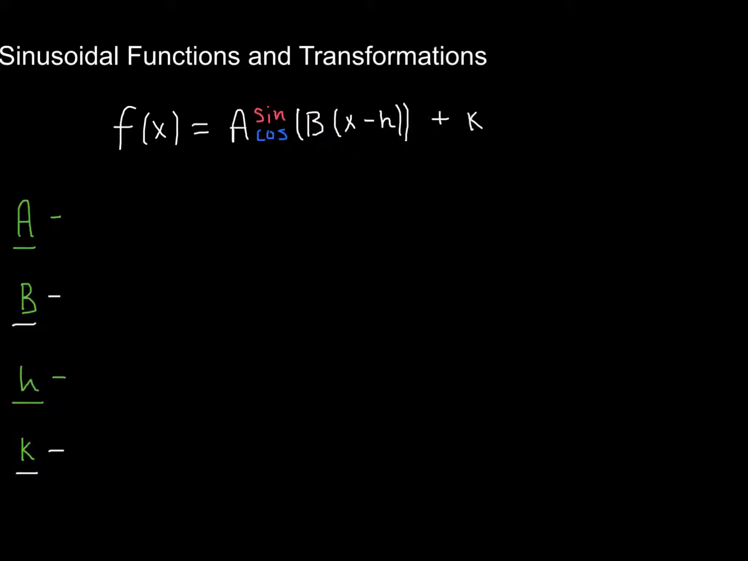Inside of the argument of sine and cosine, we could multiply whatever the argument x is by some value b. We could also subtract, or if you made h negative, add some value to x. And then overall, you could add something to the first part of our function. That's a k value, often associated with midline.